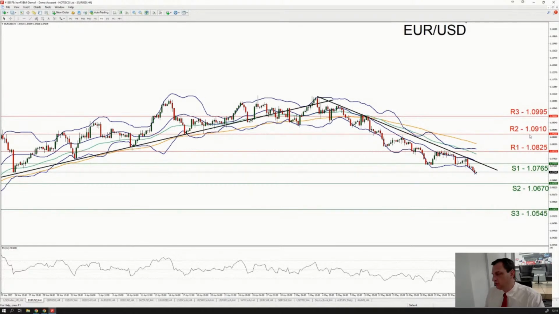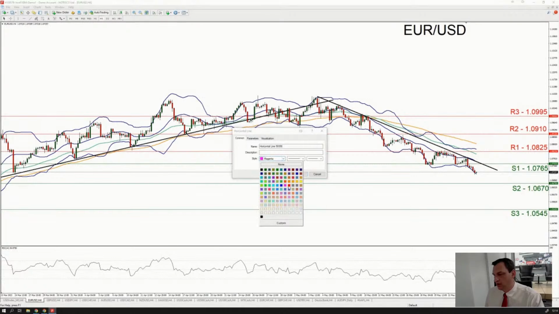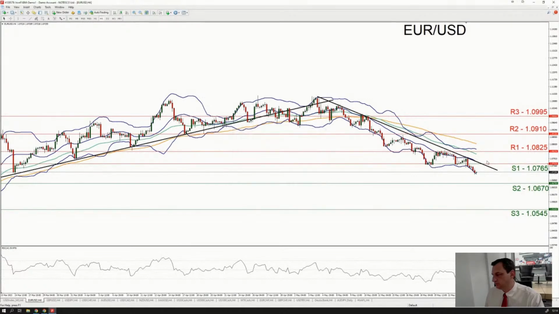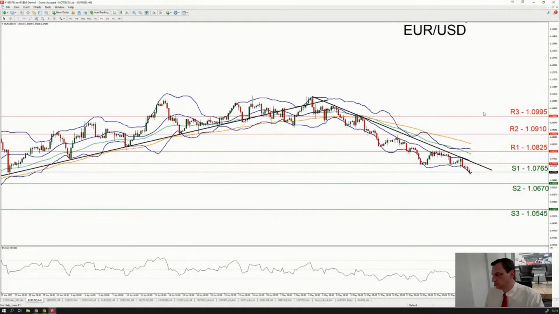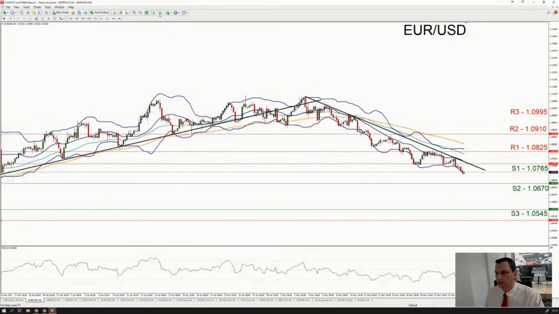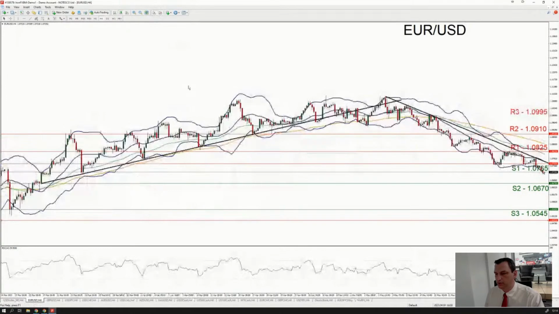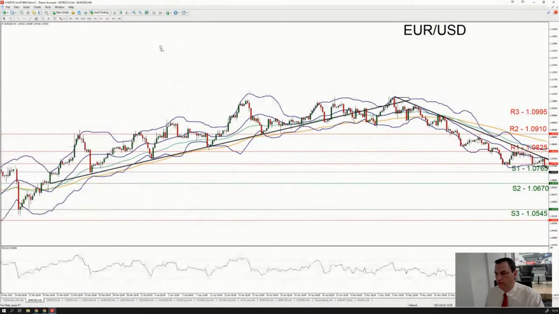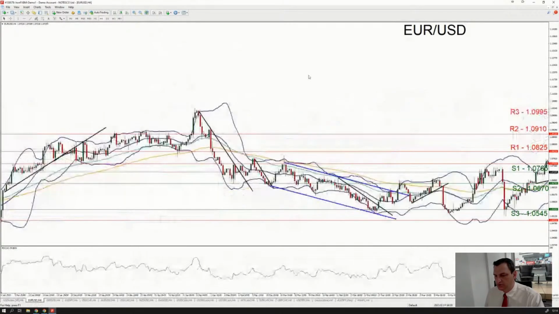For the time being though, definitely we have to change the S1 and turn it into the first resistance line, given that the price action has broken below it. Let's loosen up the chart and go hunting for a new ultimate support line.